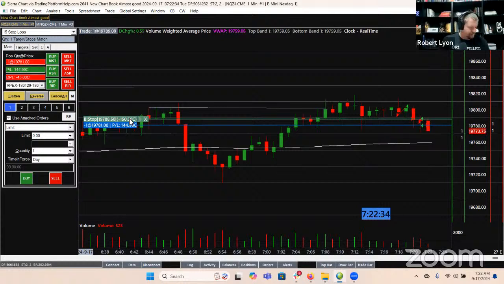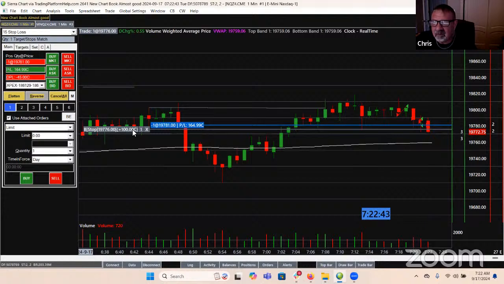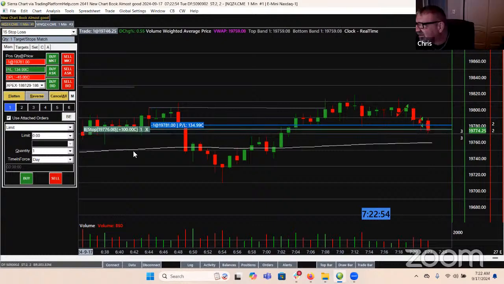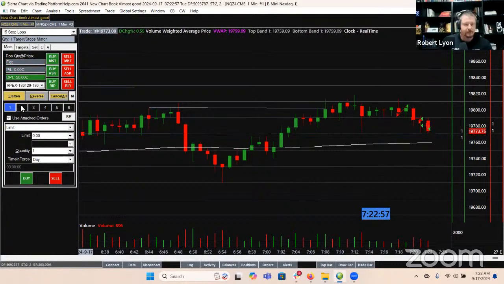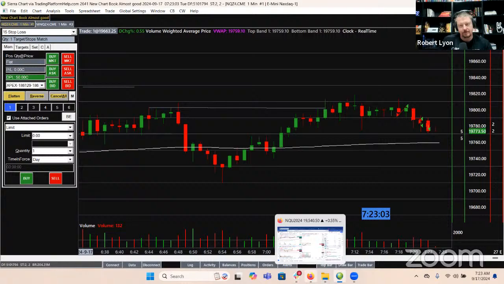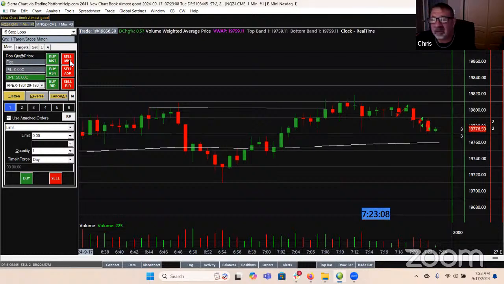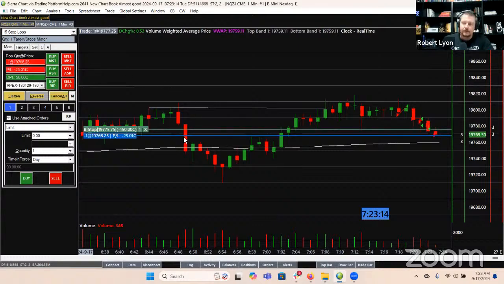I think we're going lower. Yeah, we're right at yesterday's high. We broke through actually, which is good. Come on. It would be kind of nice if we just break out to the downside and we go for the distance now.